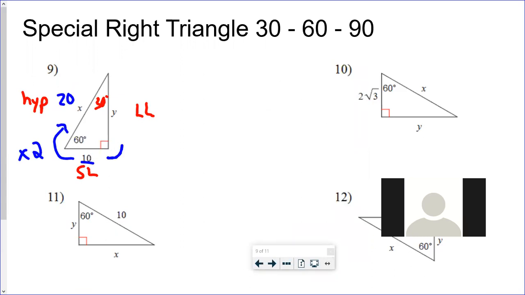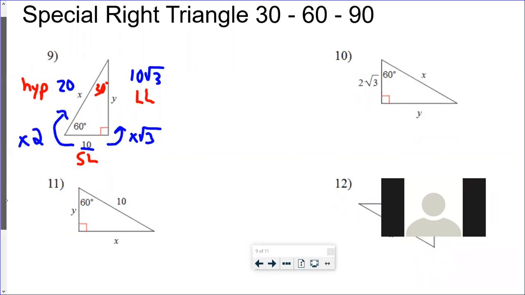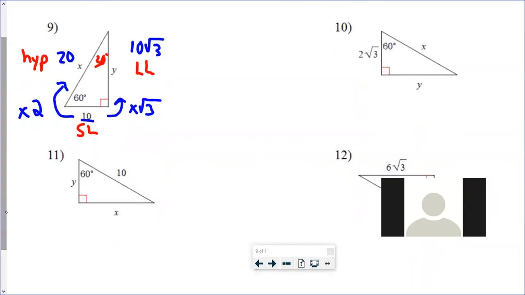In order to get from the short leg to the long leg, we times by the square root of 3. So 10 times the square root of 3 is just 10 square roots of 3. And that is it. We're done. What? That was easy. Yep, you're right. It was. Let's go to number 11. And if it's not, I'm sorry, I'm not trying to make light of this, but I think as you do this, you're going to see it's not too bad.